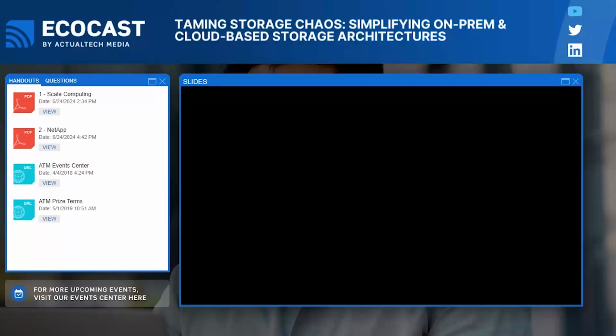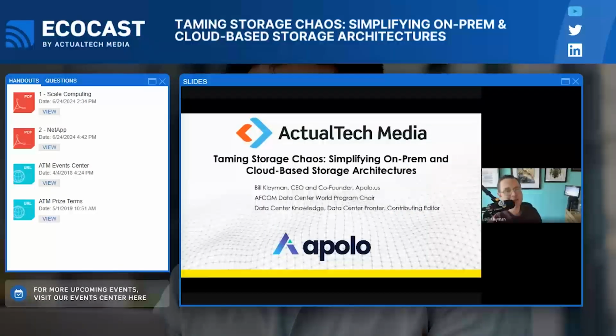Hello, everybody, and welcome to this Actual Tech Media presentation, Taming Storage Chaos, Simplifying On-Premise and Cloud-Based Storage Architectures. I am Bill Clayman, co-founder and CEO of Apollo.us, where we get a chance to work on some really cool AI, generative AI kind of projects. And yes, we deal with quite a bit of data.